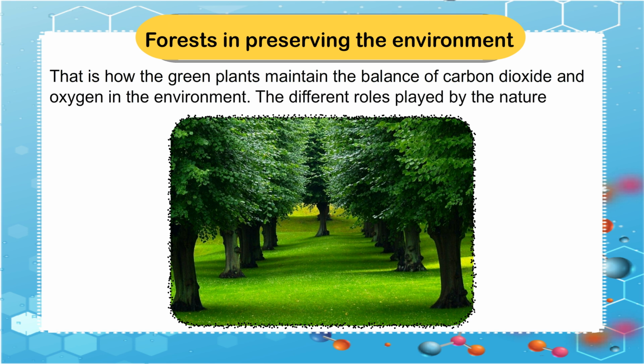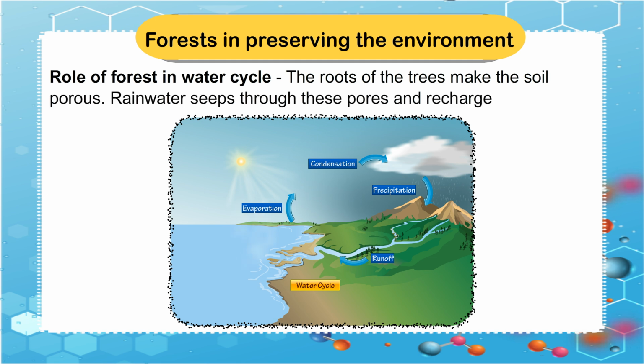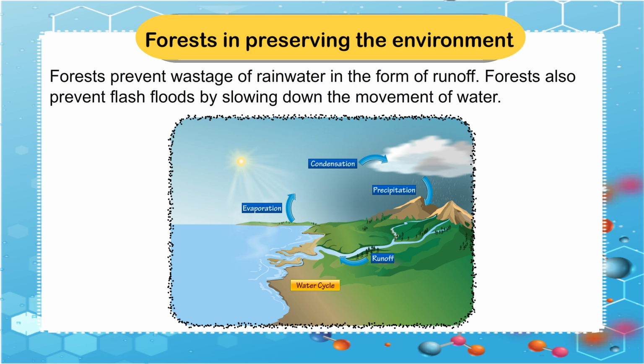The different roles played by nature are listed below. Role of forest in water cycle. The roots of the trees make the soil porous. Rainwater seeps through these pores and recharges groundwater. Forests prevent wastage of rainwater in the form of runoff. Forests also prevent flash floods by slowing down the movement of water.